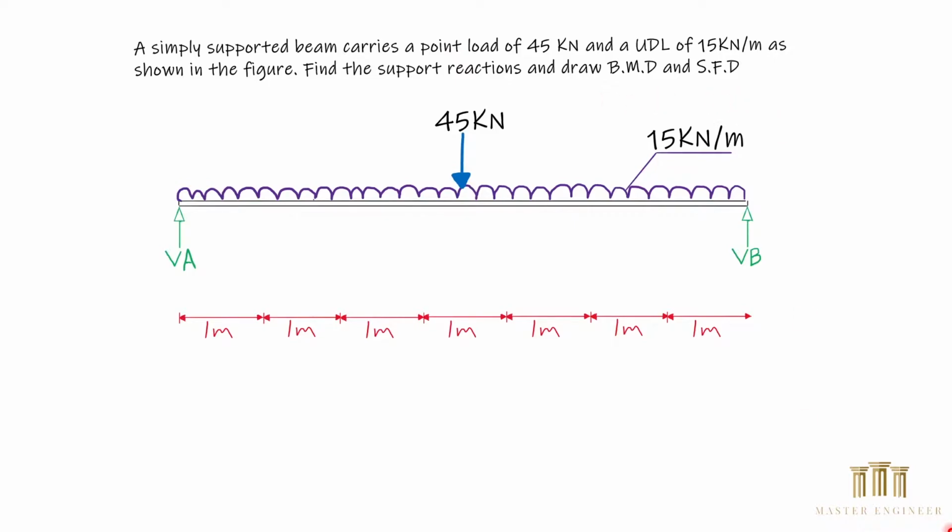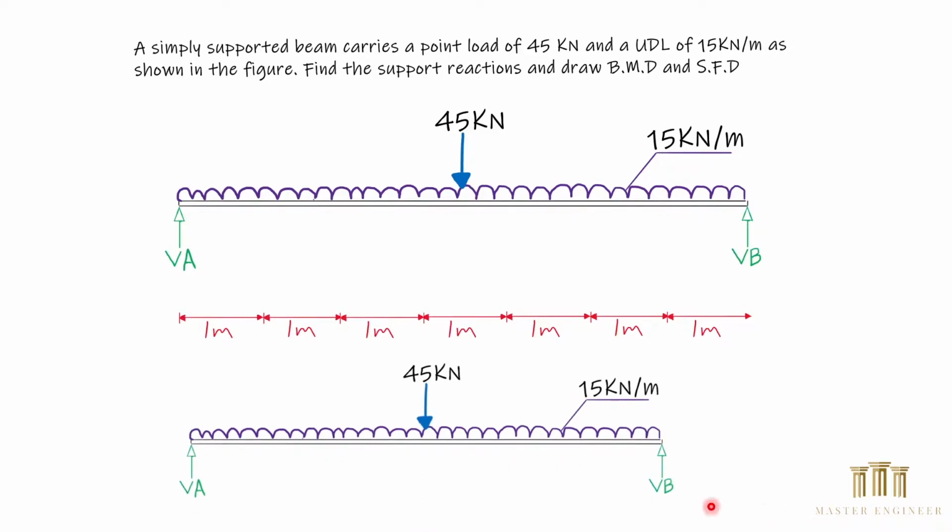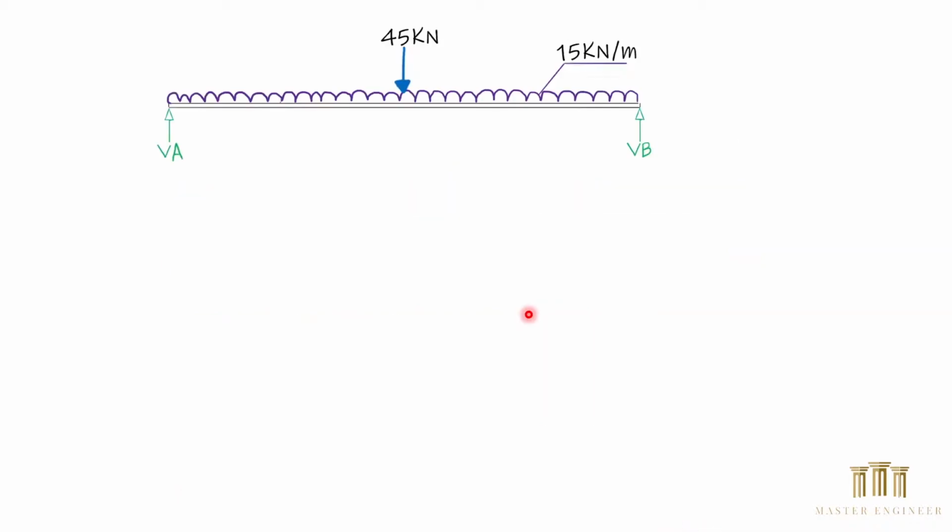As usual, we draw the free body diagram first. Since the beam is simply supported, we will have only two reactions, one at point A, which is VA, and one at B, which is VB. Now we can see from the free body diagram that we have 45 kilonewton acting right at the middle of the beam and the 15 kilonewton per meter uniformly distributed load.